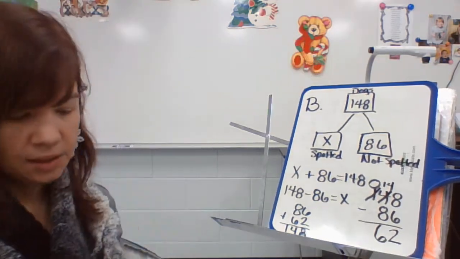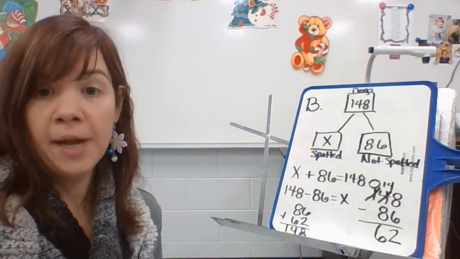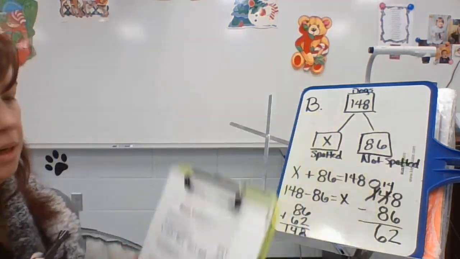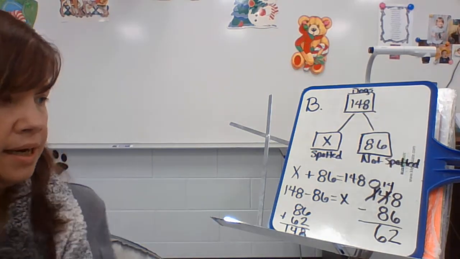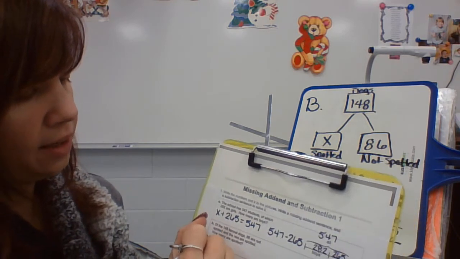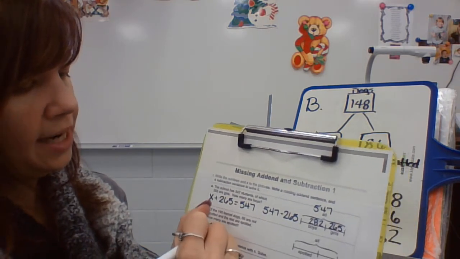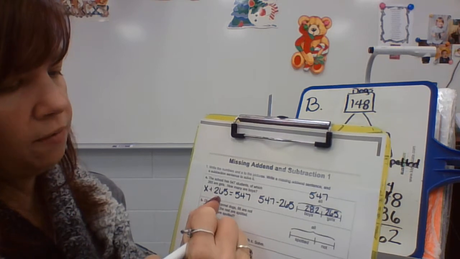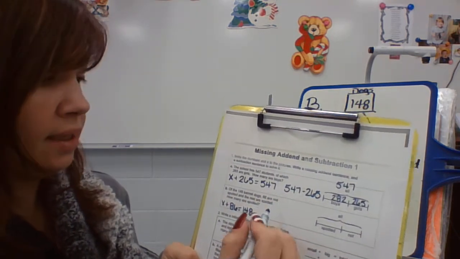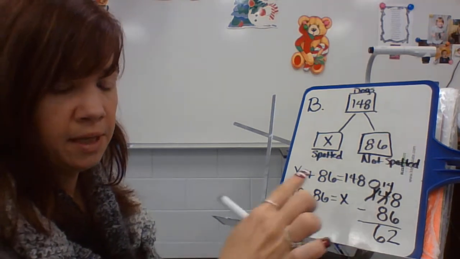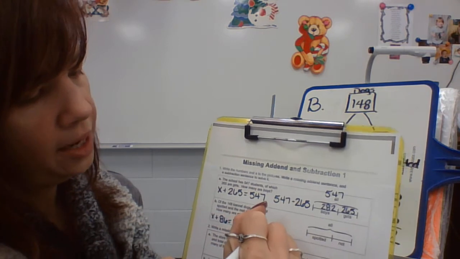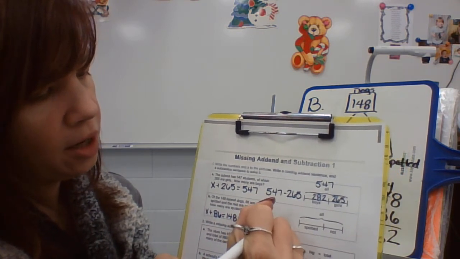So the last thing to do, if you haven't already done this on your paper, is to go ahead and make sure you fill in the parts that we needed. So we needed a missing addend sentence, that's that one. So X plus 86 equals 148. Then we need the subtraction sentence, which is the next one underneath of it. So we take our whole and we take away the part that we know.